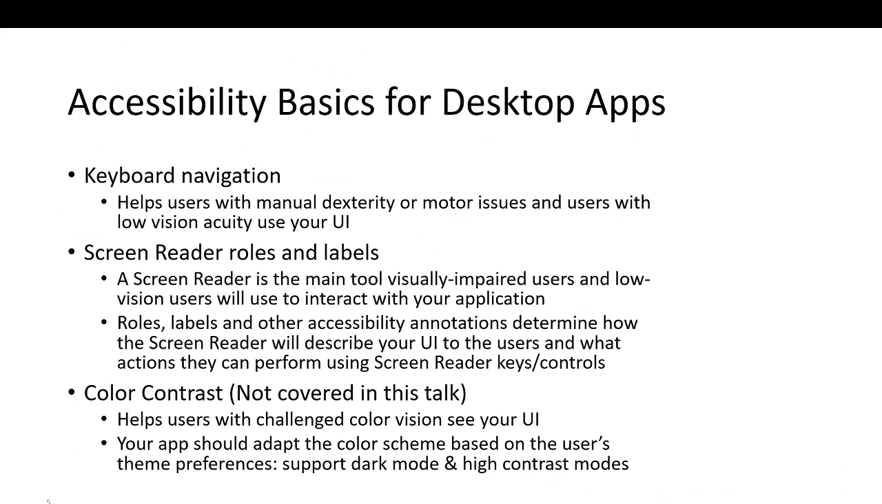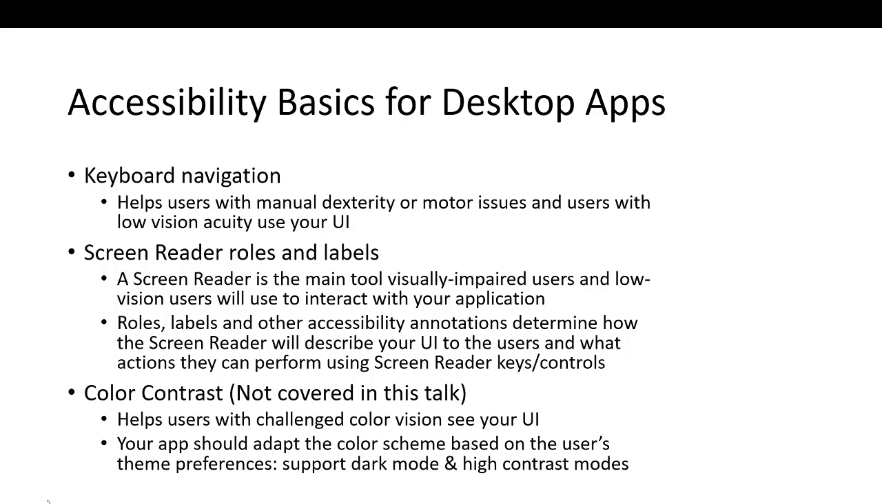So anyway, let's talk a little bit about what makes your app accessible. At a minimum, these are some basics you do want to fulfill. So first of all, there's keyboard navigation. You want your users to be able to navigate and interact with the controls in your app using just the keyboard. So, for example, users who have issues with manual dexterity or motor issues, users with low vision acuity, for them, the mouse is not really useful, so they need to be able to use your app using the keyboard.